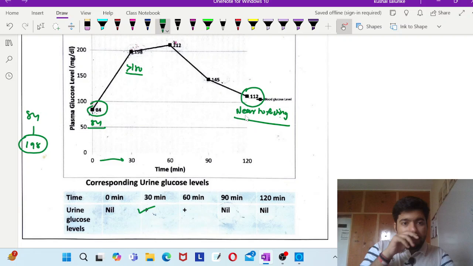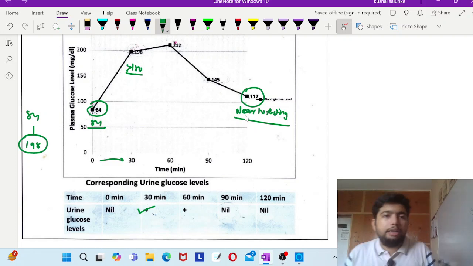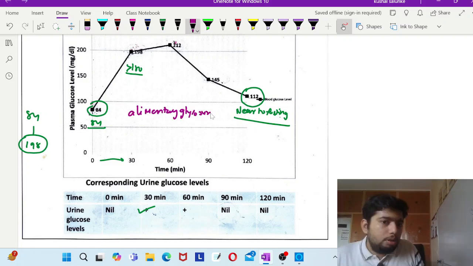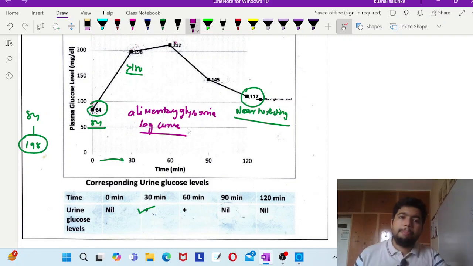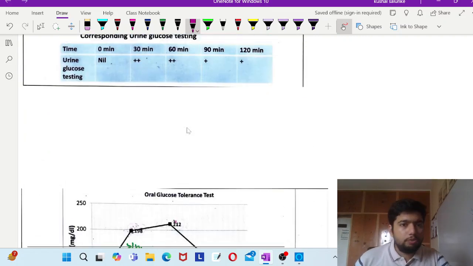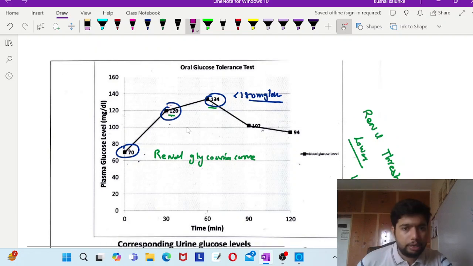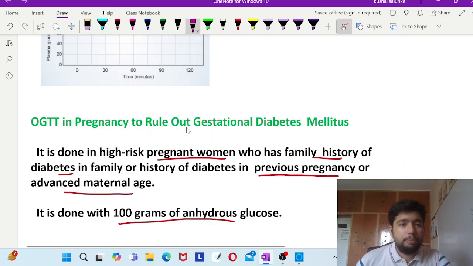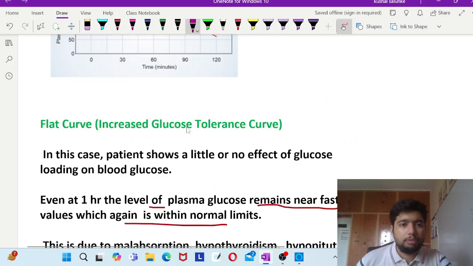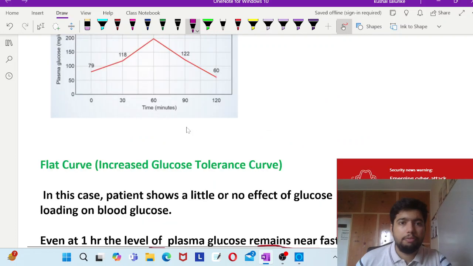Okay, so this is alimentary glycosuria or lag curve. Alimentary glycosuria or lag curve. Okay, I hope this thing is very clear. All the four graphs we ask in a spotting examination. So just pay attention and go through this topic once, and if you have any doubt, feel free to contact me and post in the comment section.